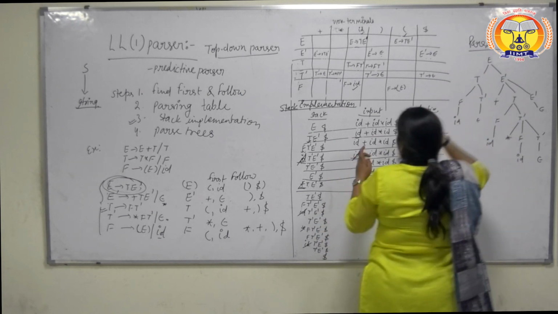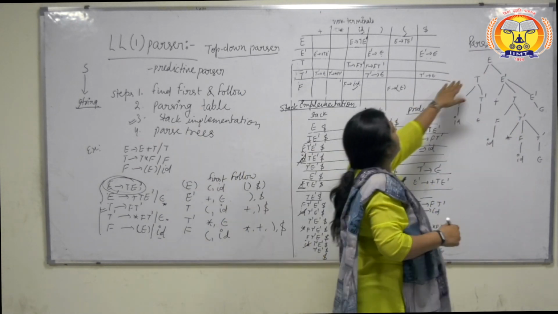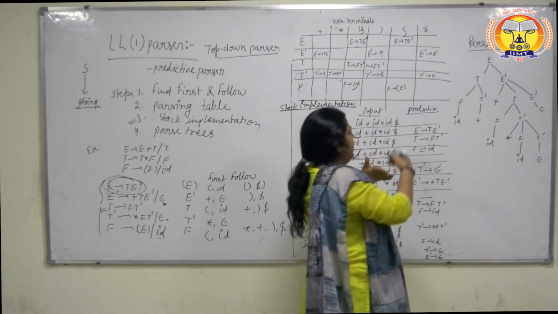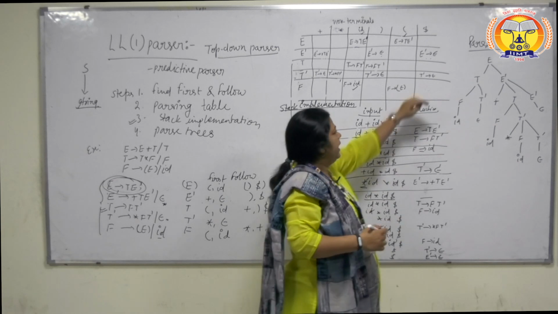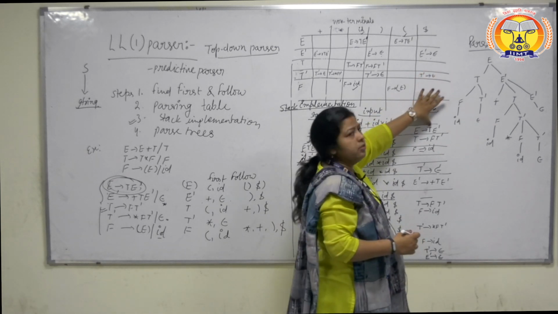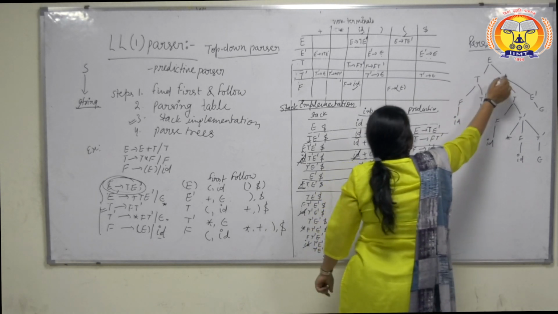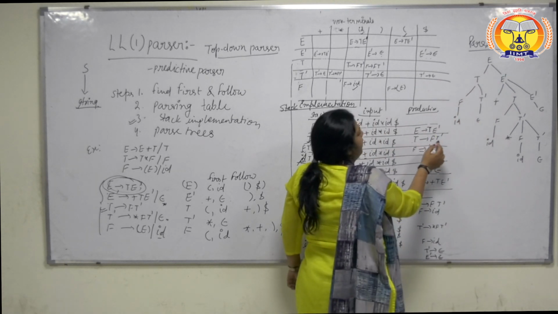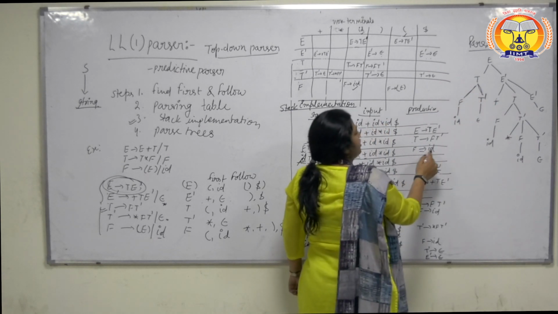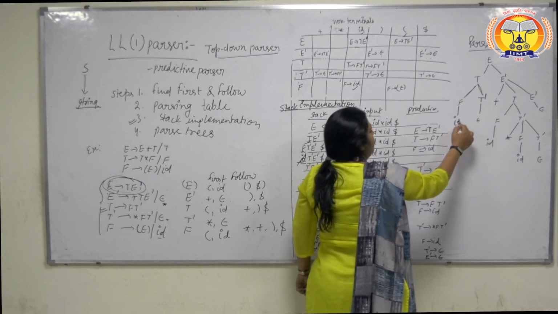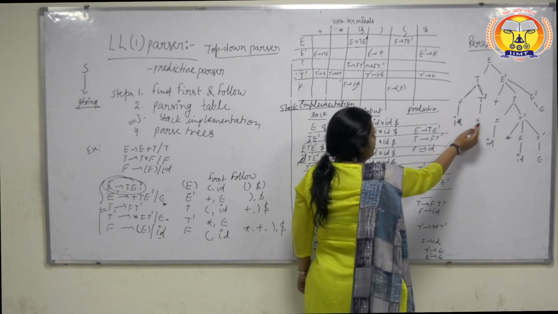Parse tree. As we know, this is a top down approach, so we will start from the starting symbol. We take the sequence of productions from that table. First production is E tends to T E dash. Next, T tends to F T dash. F tends to ID. Then T dash tends to null.